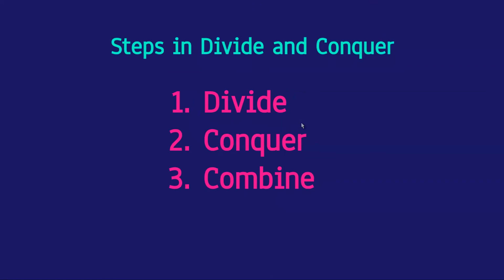So a reminder for you, there are three steps in divide and conquer. Divide and conquer should actually be called divide, conquer, and combine. But the authors, whoever wrote the first textbooks, they chose to just call it divide and conquer. So we'll just go with it. So we have divide, conquer, and combine. Those are the three steps of a divide and conquer strategy.